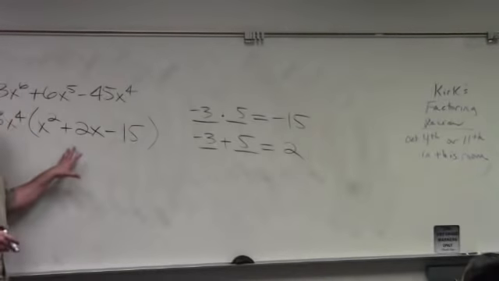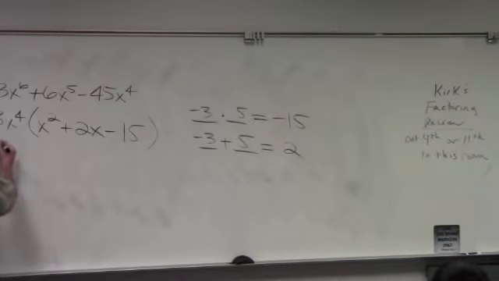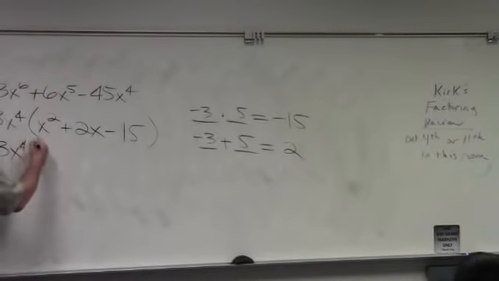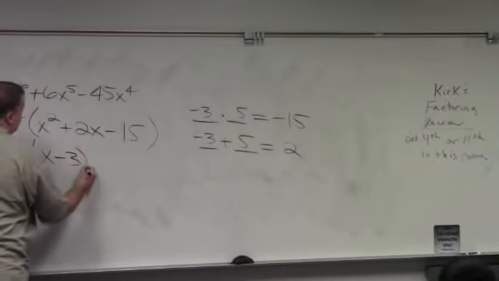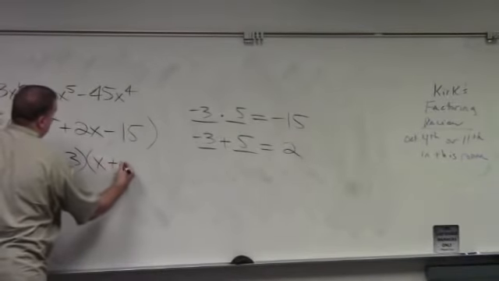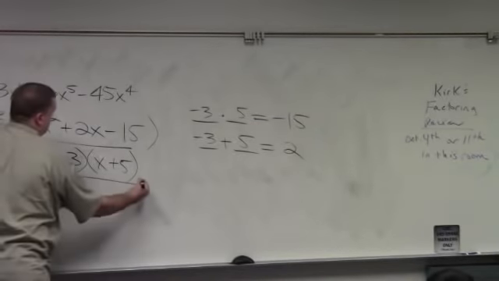Can I go straight to my parentheses here? Yes, it was a simple factoring one. Yep. The one where we didn't have to multiply the front times the back. So it's just going to be x minus 3 and x plus 5. And you are done.